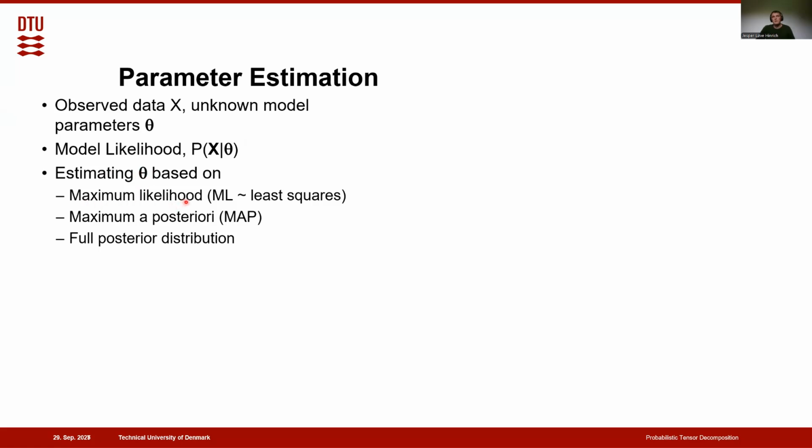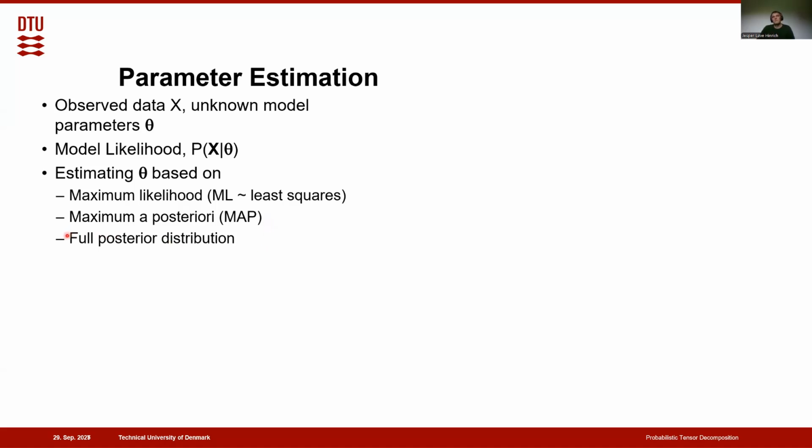We can do maximum likelihood estimation, which is sort of the same as least squares. It's exactly the same as least squares if you choose a normal distribution as the likelihood. If you use other likelihoods, then it's not the same as least squares, but in the tensor world it's mostly the same. We can do maximum a posteriori, which also gives a point estimate, but a point estimate in the posterior distribution. So you still have a random variable and a distribution, and you specify a Bayesian model, but you only get a point estimate out.